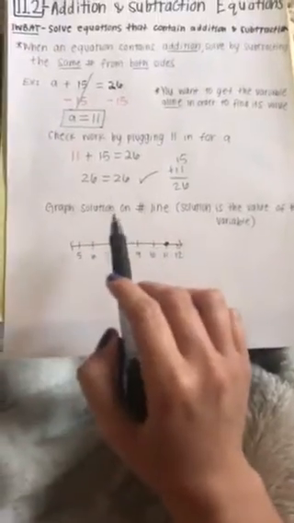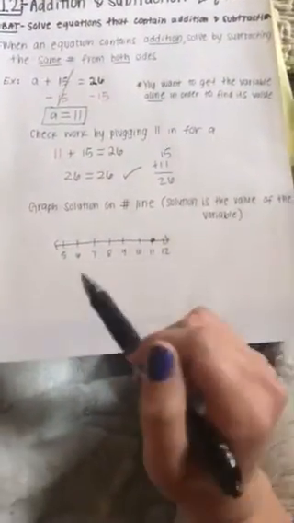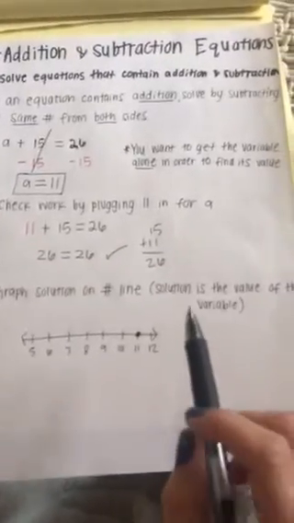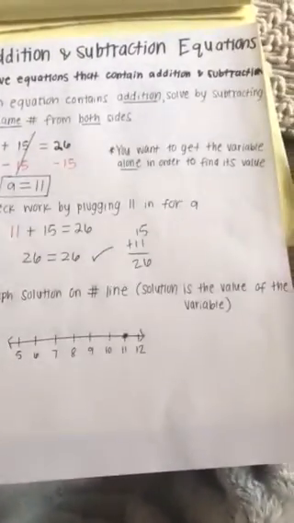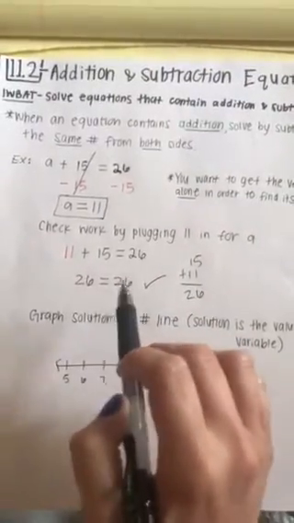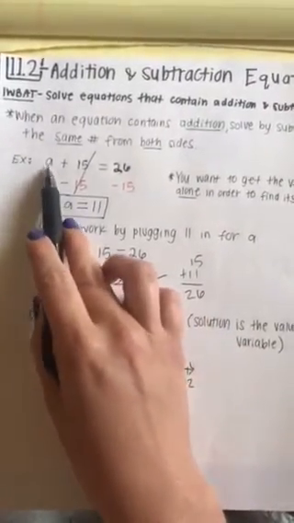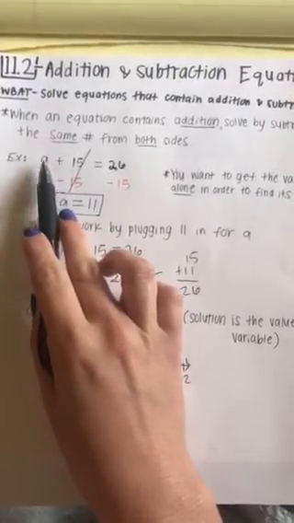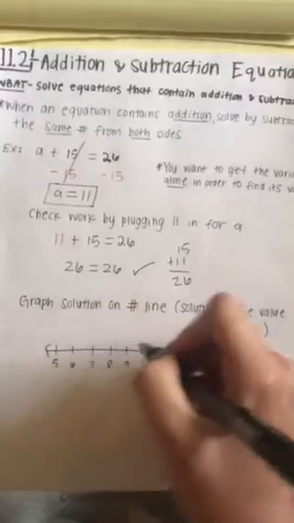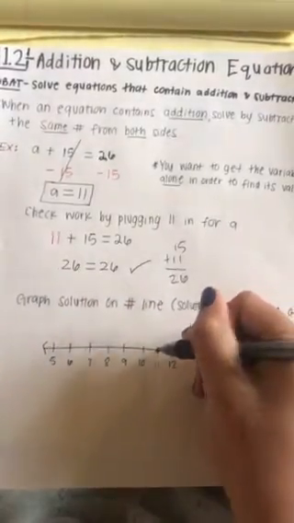Sometimes they're going to ask you to graph the solution on a number line. This shouldn't be too difficult because you already know how to do that. But the solution, remember, is a value of the variable. So it's not 26. That's not the solution. The solution is whatever the number is, whatever the variable is. So we found out that the variable is 11. We need to graph that. So we will graph it right on the 11.